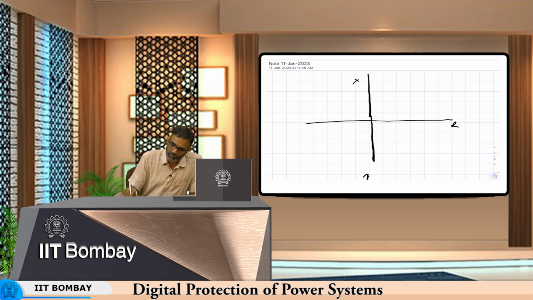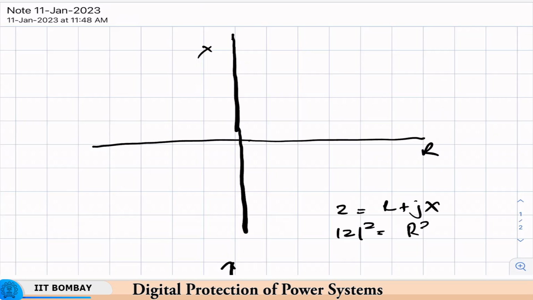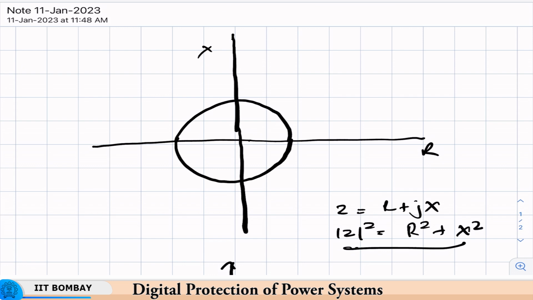Now, the most basic implementation is Z is equal to R plus jX. If I take only the magnitude, or mod Z square is equal to R square plus X square. If you notice, this is the equation of a circle and plotted on the RX plane with the center as the origin. So, this is the relay.